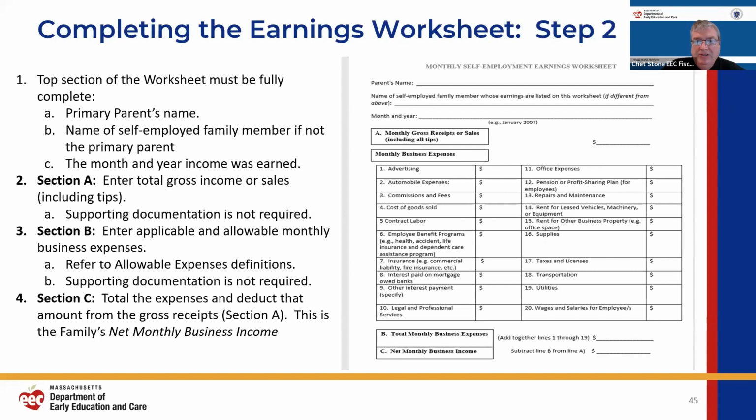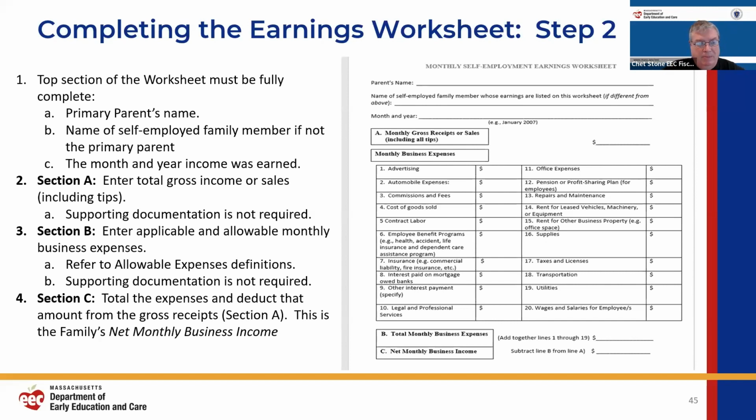We haven't made any changes here. The only big change is you only have to do 1 month, not 3 months, 1 month. So obviously the top section of the worksheet must be fully completed. The primary parent's name, the name of the self-employed family member, if not the primary parent, and the month and year income was earned. And like we said, this can go back 26 weeks prior to when this income review is being accomplished.